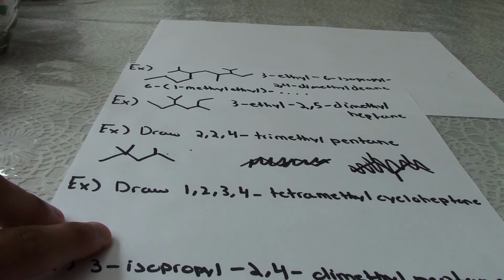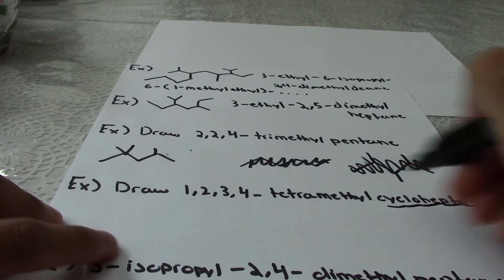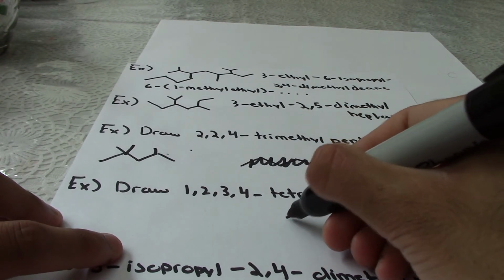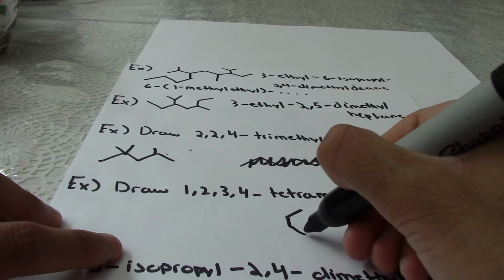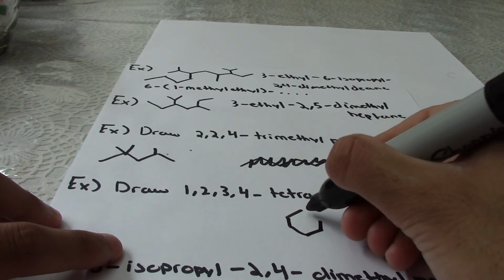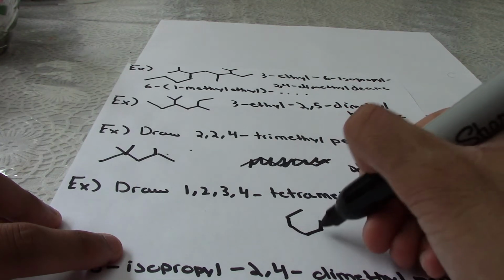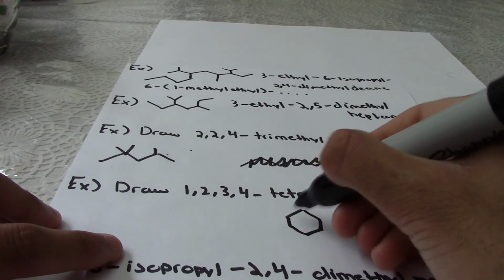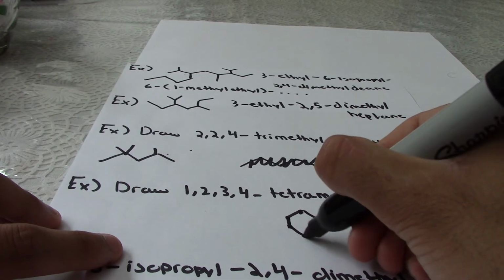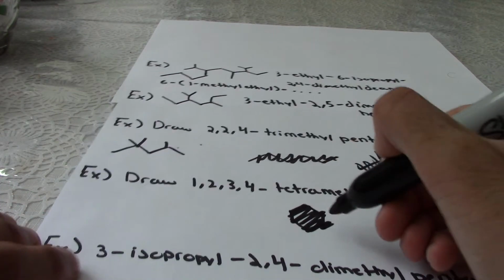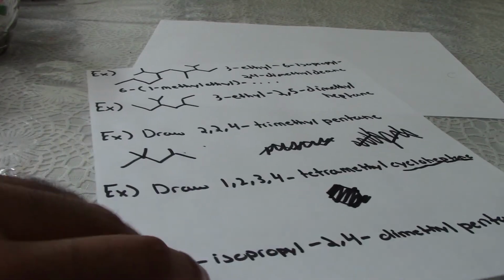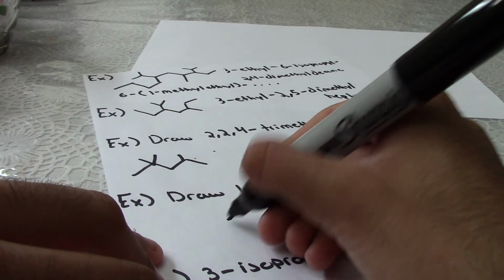Now, 1, 2, 3, 4-tetramethylcycloheptane. First of all, I always like to start with my parent chain as cycloheptane, and I don't really like drawing these because they're quite difficult to draw. 1, 2, 3, 4, 5, 6. I really hate drawing these ones. I'm not really good at drawing the cycloheptane, so let's try this one again.